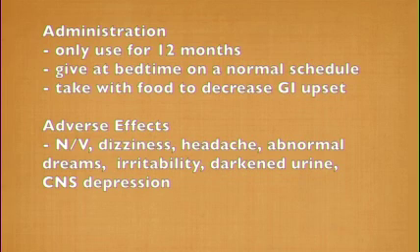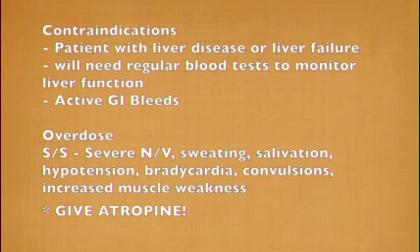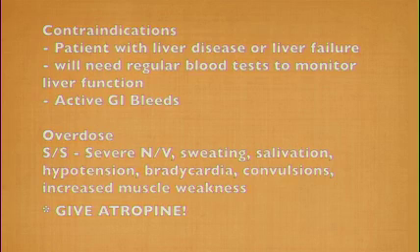Some adverse effects that you might see are nausea, vomiting, dizziness, headache, abnormal dreams, irritability, and darkened urine. And sometimes you might see CNS depression, so you have to watch your patient's airway. This medication is contraindicated in people with liver disease or liver failure because it's hepatotoxic. Patients will need regular blood work to check on their liver function tests. You also don't want to give this medication to anyone who has an active GI bleed. Should an overdose occur, you'll see symptoms such as severe nausea and vomiting, sweating, salivation, hypotension, bradycardia, convulsions, and increased muscle weakness. In this situation, you want to give atropine to correct the situation.